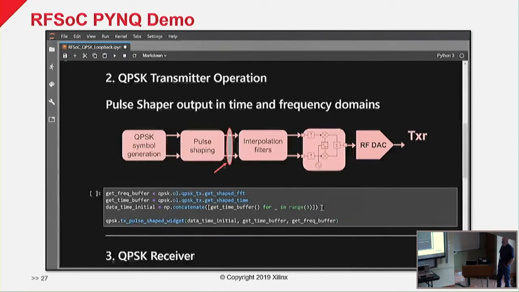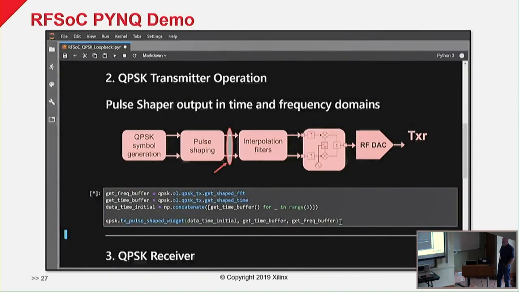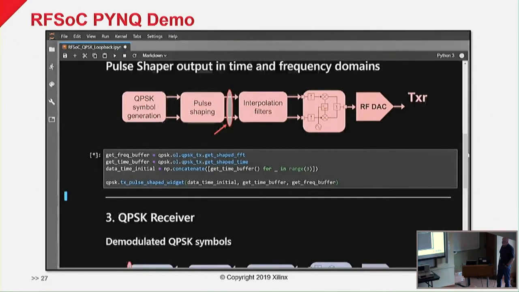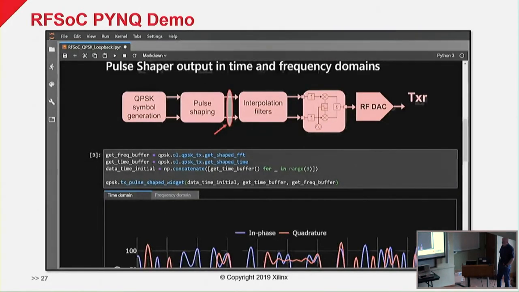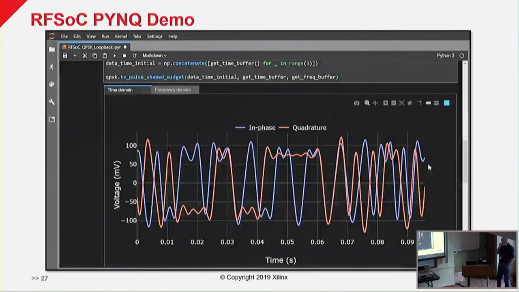We're then going to inspect the operation of the transmit signal chain, and we'll look at the output of this pulse shaping block. For those of you who are familiar with this, this is a root raised cosine transform we're doing here. And we're going to see 2 results. We're going to see the result of introspecting this in the time domain, but also in the frequency domain. And the frequency domain representation is actually accelerated on the FPGA using an IP block specifically for that purpose.